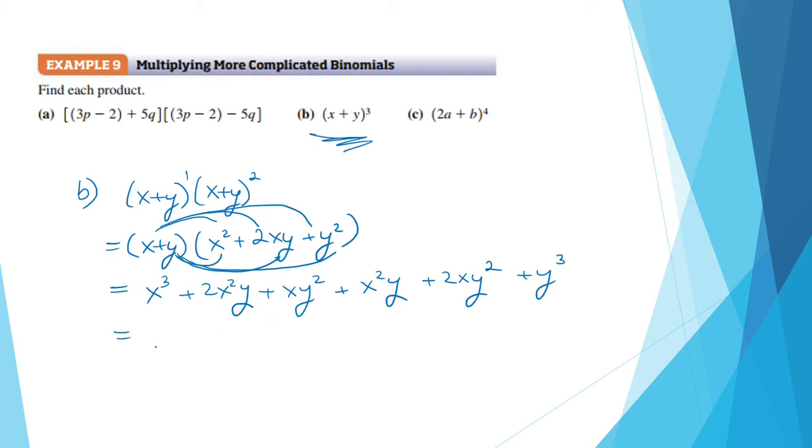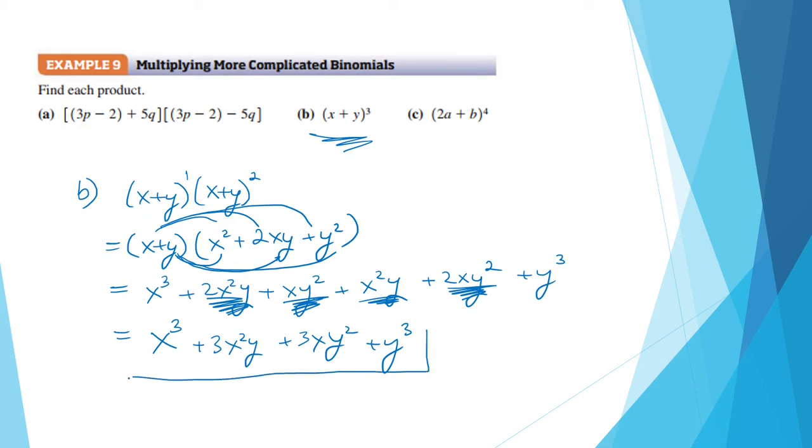Let's collect like terms if possible. We have x cubed. 2x squared y can be added to this term. So that's 3x squared y. Xy squared can be added to this one. That's 3xy squared. And we'll bring down the y cubed. This is our solution for part B.